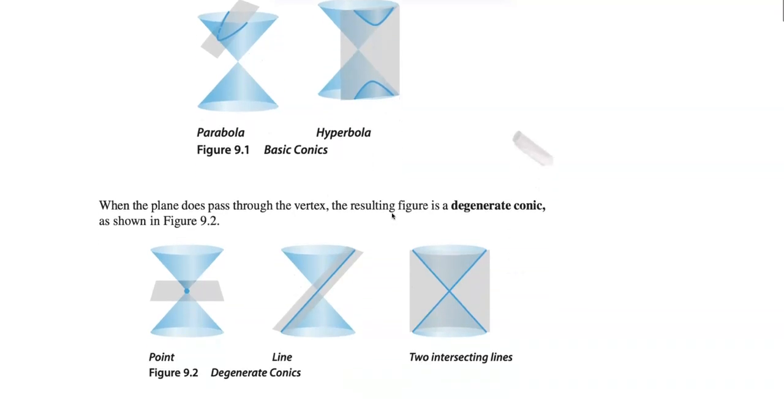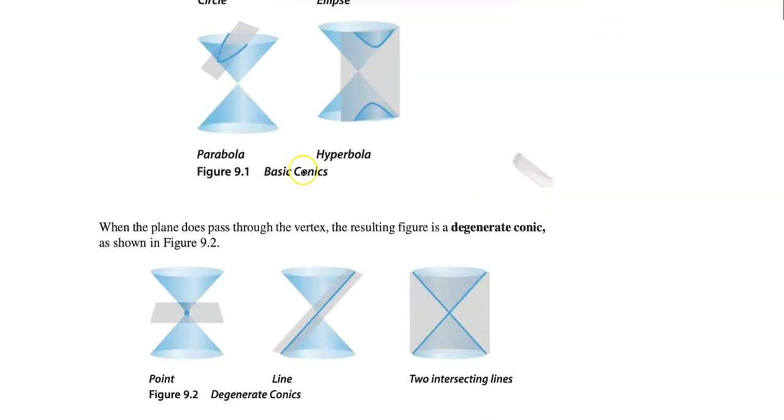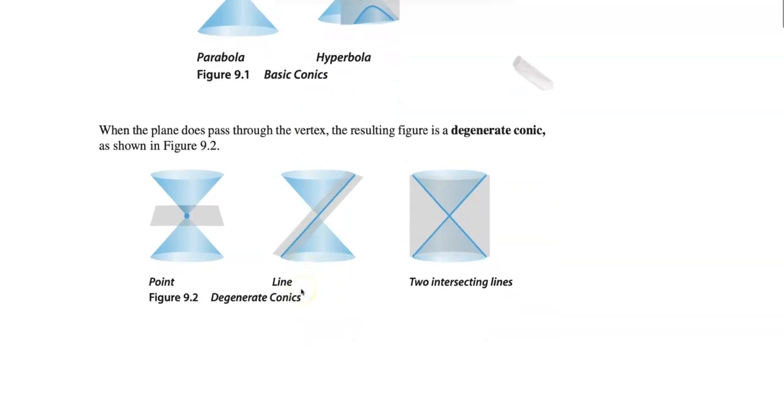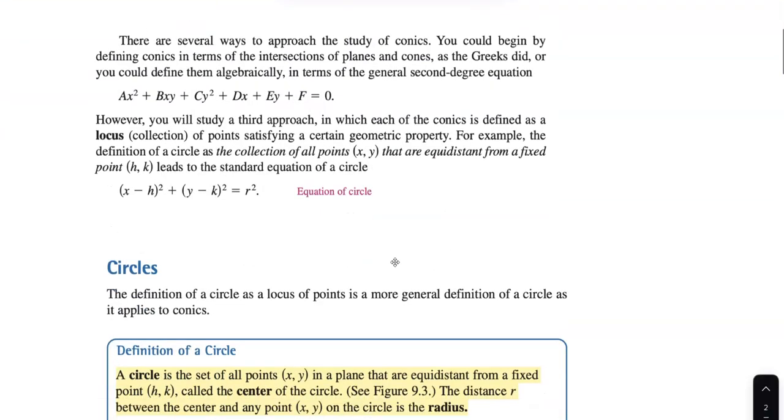And then there's actually a little more. If you go right where they match, you get a point. If you go right across that line, you get a line. And if you draw it straight through the middle, you get two intersecting lines. Actually, a lot of geometric properties come from conic sections. But we're going to start with talking about circles.